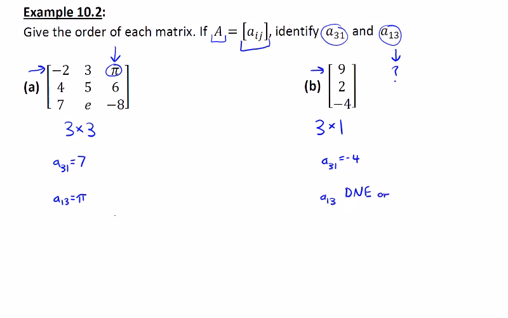Or you can say that it is undefined, because your matrix is not defined to be large enough to have that particular entry. So either way, those would be acceptable ways to represent that A13 doesn't have an answer. There is nothing there for that.